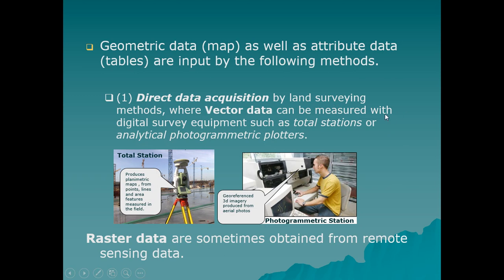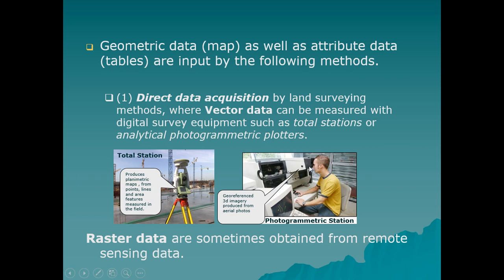We can also acquire vector data using photogrammetry, right? Here we said vector data can be measured using digital survey equipment such as the total station, as we have here, or an analytical photogrammetric plotter, such as we have in this setup here. So this guy is sitting in a lab, at a computer setup, and there's another instrument attached to it. You see where he looks through this instrument.